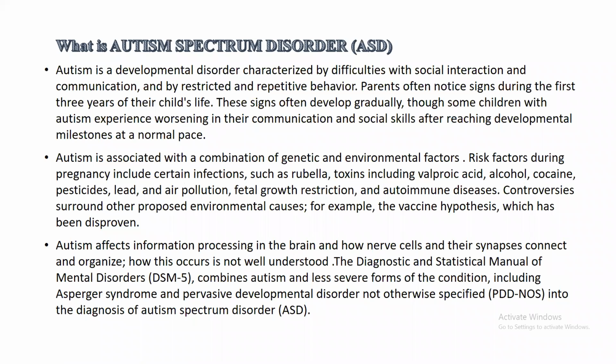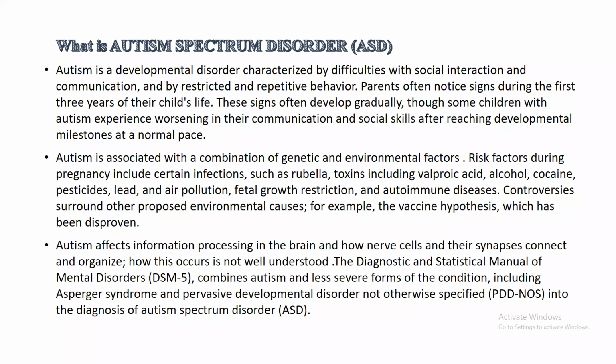So, what is autism spectrum disorder? Autism is a developmental disorder characterized by difficulties with social interaction and communication, and by restricted and repetitive behavior. Parents often notice signs during the first 3 years of the child's life. These signs often develop gradually, although some children with autism experience worsening in their communication and social skills after reaching developmental milestones at a normal pace.